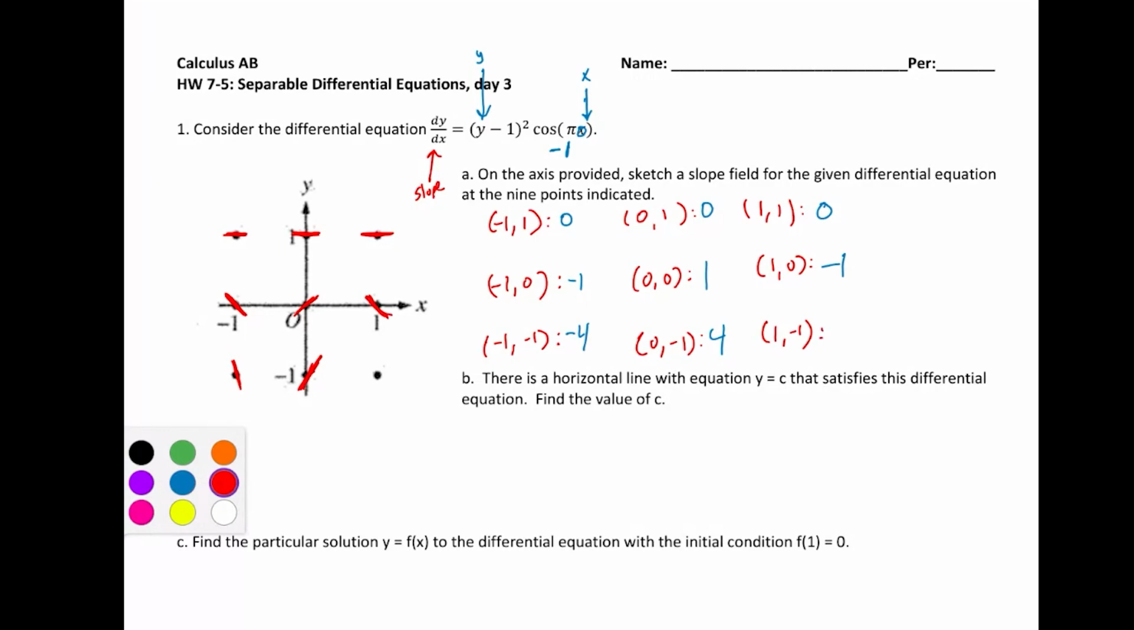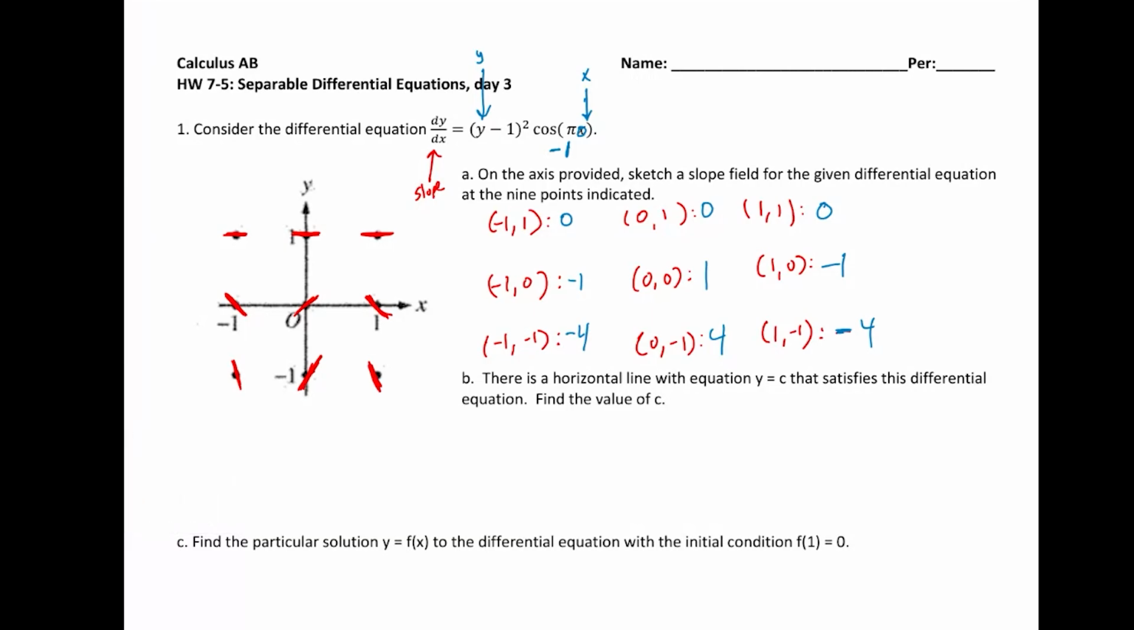And then finally, at 1 comma negative 1, we already know what happens when we plug in 1 into x. That cosine factor is going to equal negative 1. But if I plug in negative 1 into y, I get negative 1 minus 1, which is negative 2. Squared is 4. So I have 4 times negative 1, which is going to be negative 4. So we get a slope exactly like what we have at negative 1, negative 1.